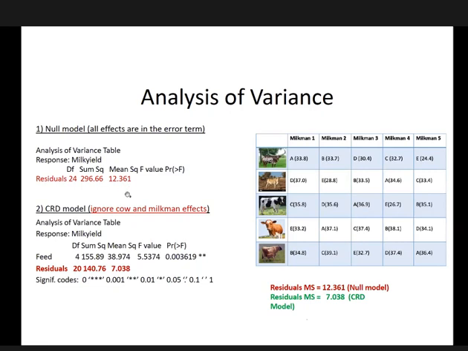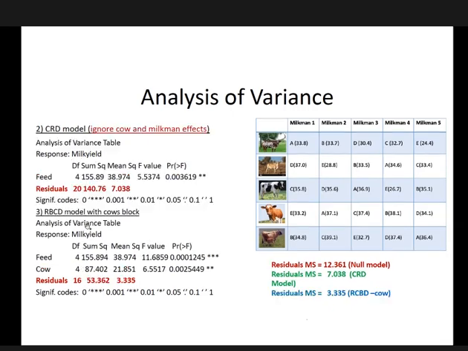So can we proceed to model number 2? Yes, doctor. With model number 2, we ignore the cow and the milkman effect. You can see in our model now we have the feed, and then we have the residue. The residue is anything else that remains. So now let's compare the error in model 1 and model 2. You can see that model 1 has bigger error compared to model number 2. We're going to look at the other things later on. Here you have 12.361 versus 7.036.